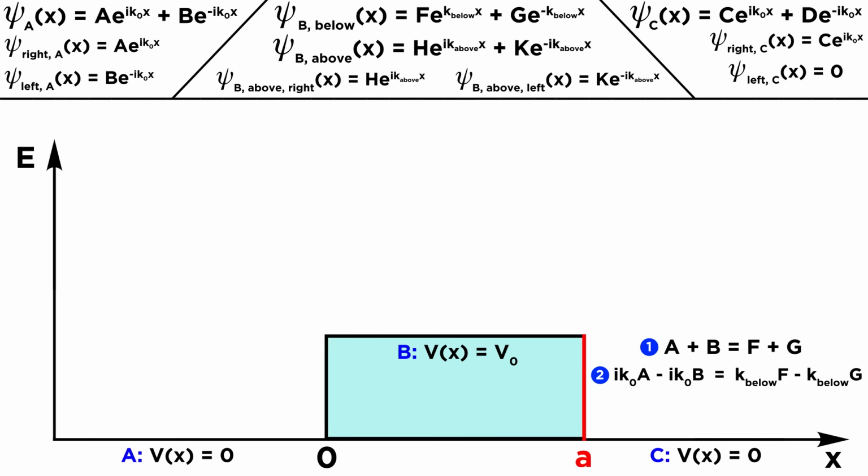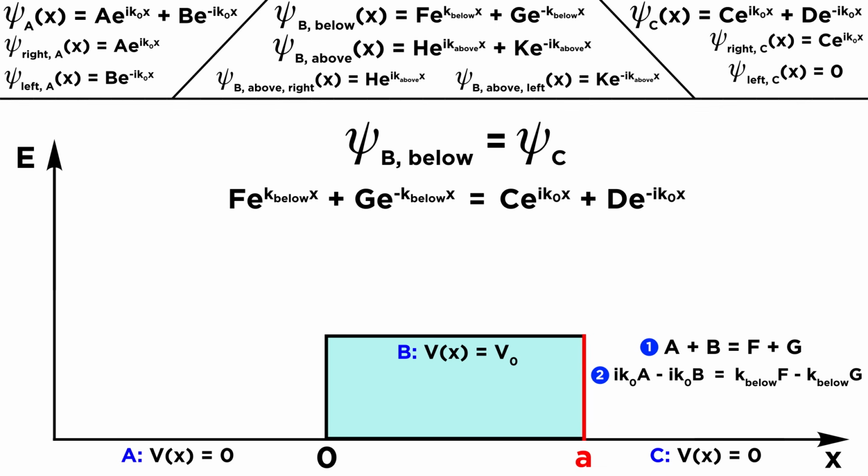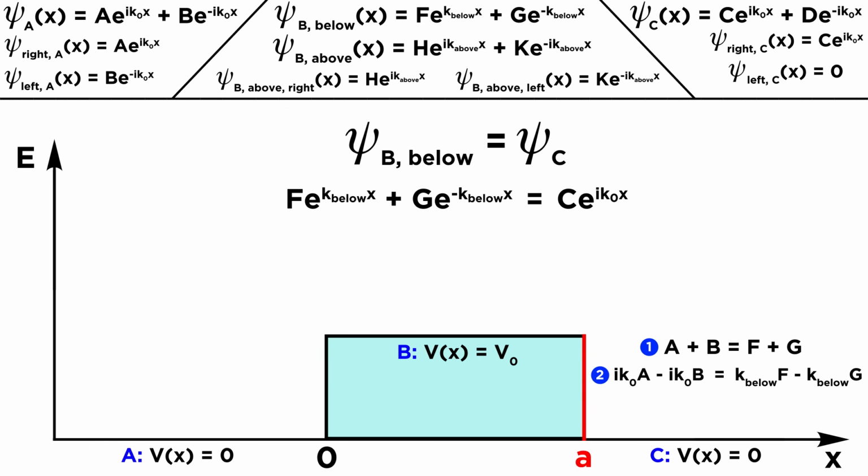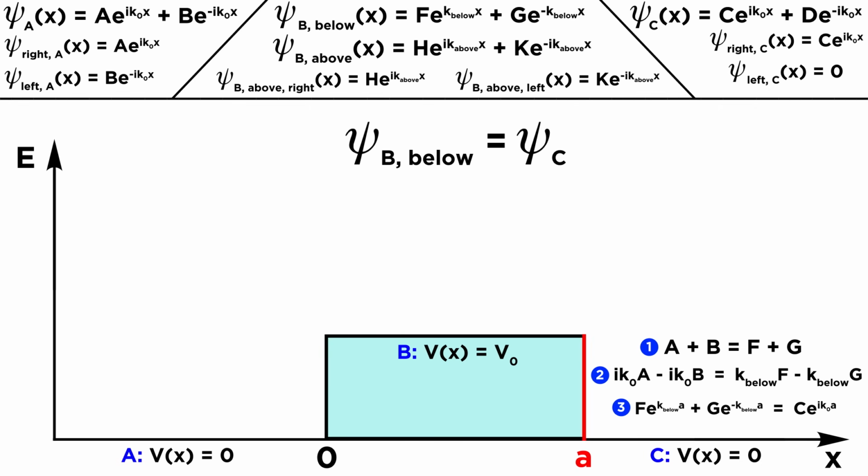Now let's examine the other boundary, the one between regions B and C, where x equals a. Here, we need for psi b below to be equal to psi c, again to ensure continuity for the wave function across this boundary. That will give us this expression, and recalling that we determined d to be 0 earlier, we can get rid of this last term. Now, since this boundary has x equal to a, we can plug in a anywhere we see x. This time, these terms won't go away, so we are left with this. Let's label this equation 3.